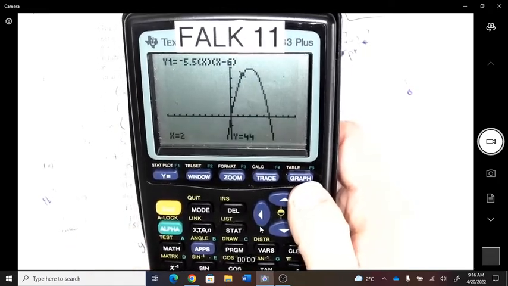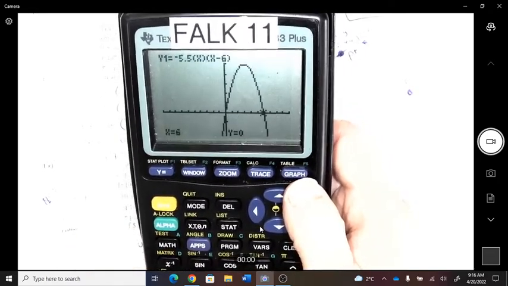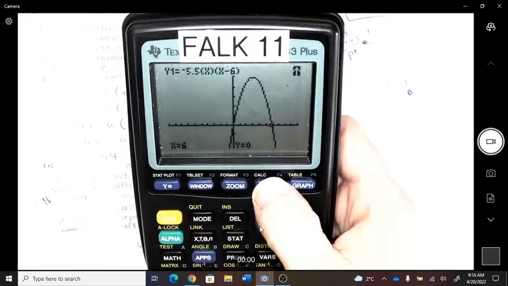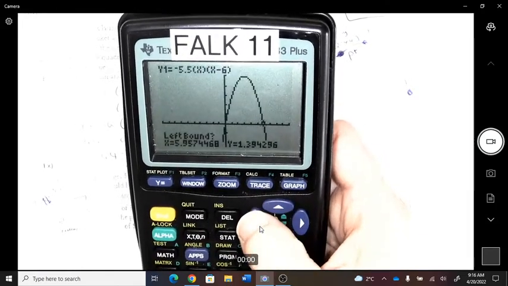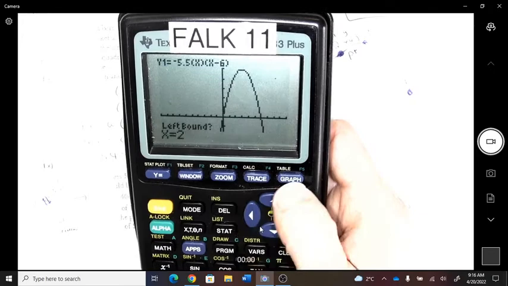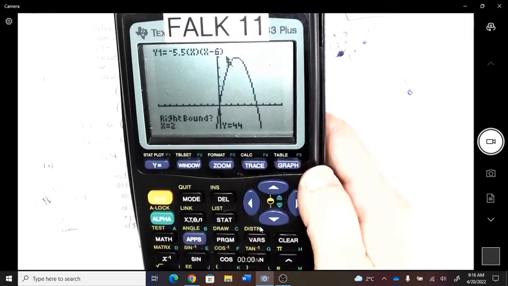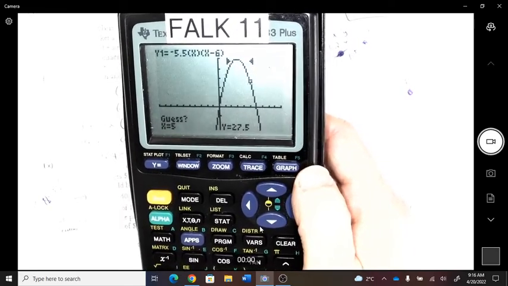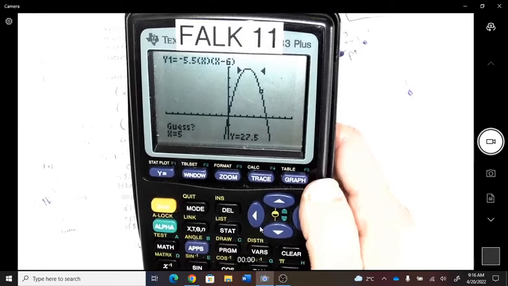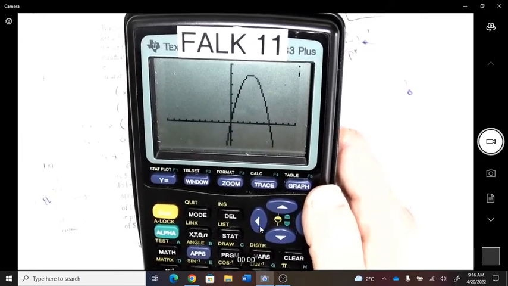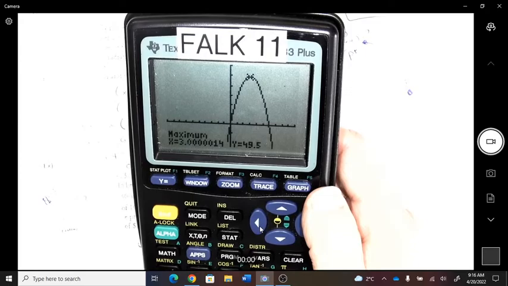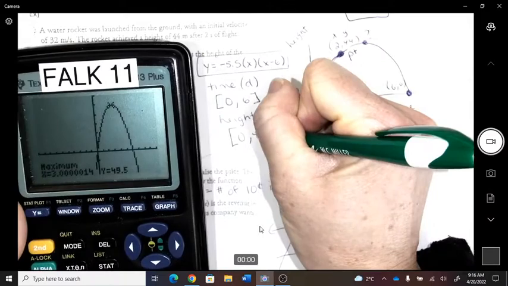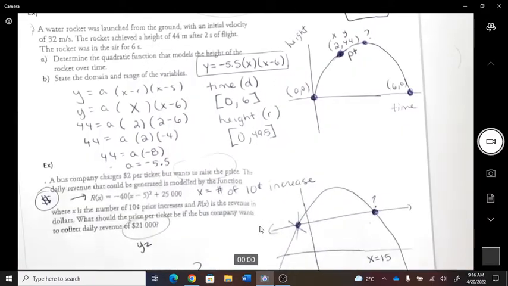Okay, so look at that, 2, 44, 6, 0, that stuff was all there. Okay, so get me my max. So second, calculate max. I'm going to go like this. 2, enter is on the left. 5, enter is on the right. Instead of doing my scrolling, I do that because it's a little bit faster. 49.5 is the highest height.